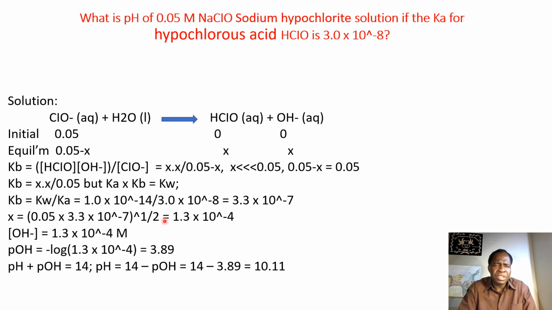Okay, if you plug everything in here, we know Kb. You can calculate Kb: Kb is 3.3 times 10 to the power minus 7. If you plug it into the equation, you can calculate X, and X is equal to the concentration of OH minus. So we know that pOH is minus log of the OH minus concentration. When you know the concentration of OH minus, you can calculate pOH, and then apply pH plus pOH equal to 14 to calculate the pH. Okay, pH is 10.11 here.